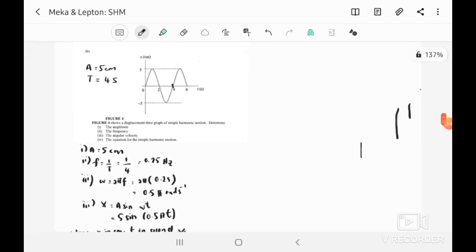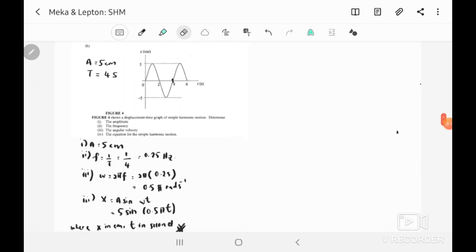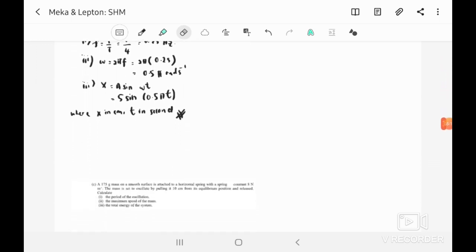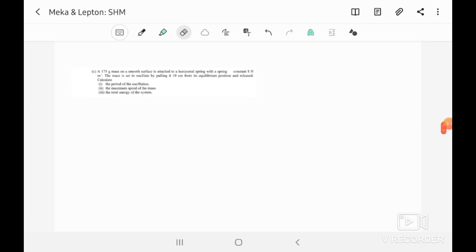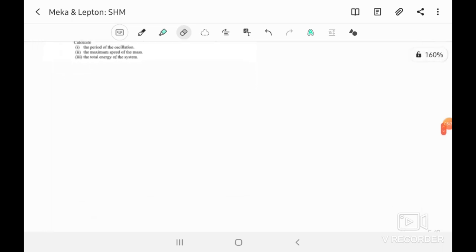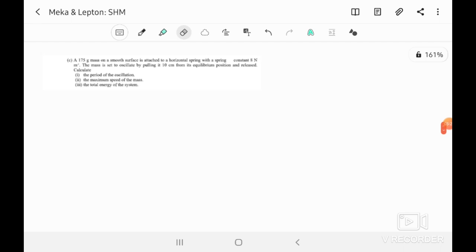Question number 15B. Okay, we continue with question number 15C. Okay, apa tu soalan dia? Kita tengok dulu soalan number 15C. So we have a mass given, mass here, colour blue lah. So mass is 0.175 kg. Tukar unit dia siap-siap.